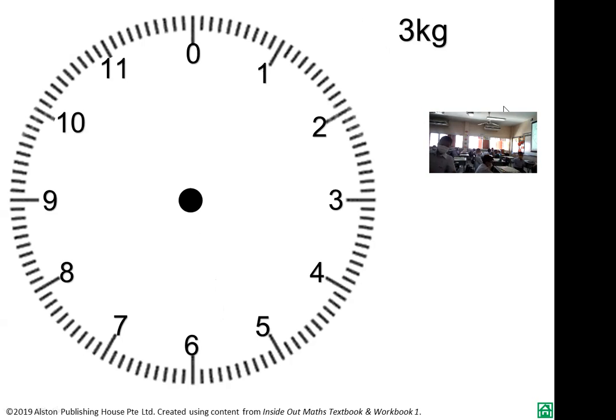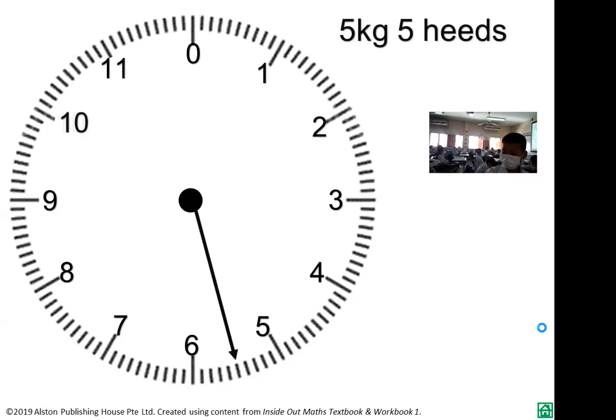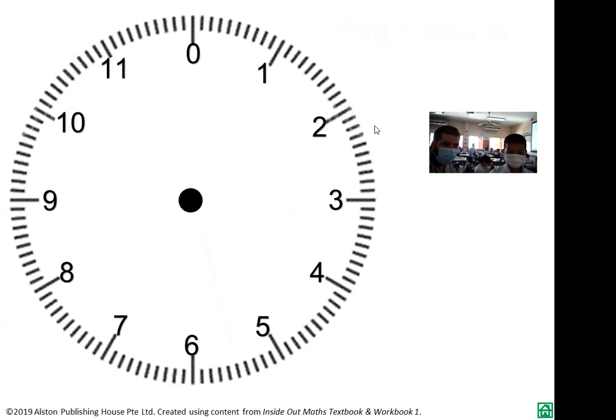Show me 3 kg. Where is 3 kg? Did you get it all right? No, not right. Just look. Where's 3 kg? Oh wait. There you go, 3 kg, show me.